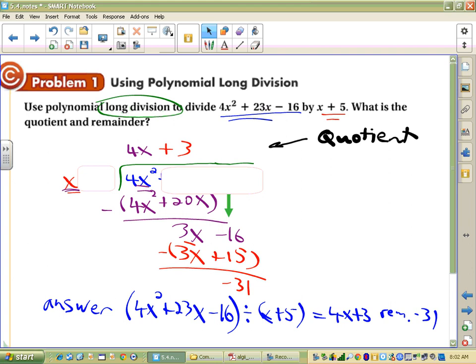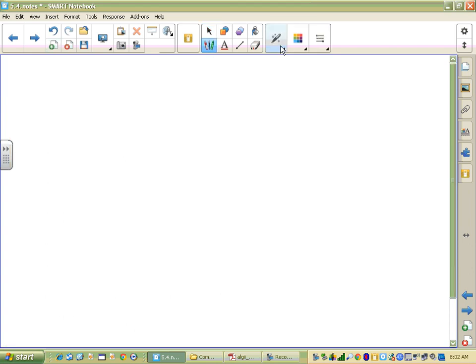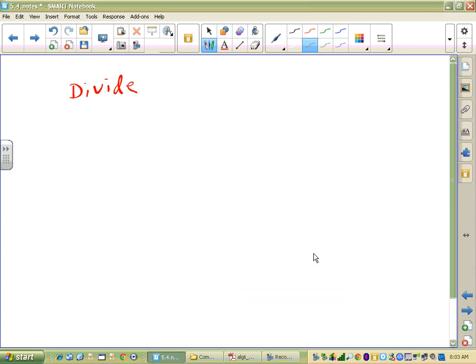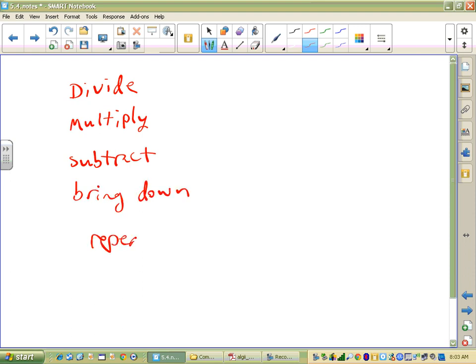So here's the general procedure. I'll just jot this down and we'll come back and revisit it. Long division involves dividing. So the steps, to recap what we did: we divide, then we multiply, then we subtract, then we bring down, and then we repeat. That's basically the gist of long division with polynomials. You divide, you multiply, you subtract, and bring down.